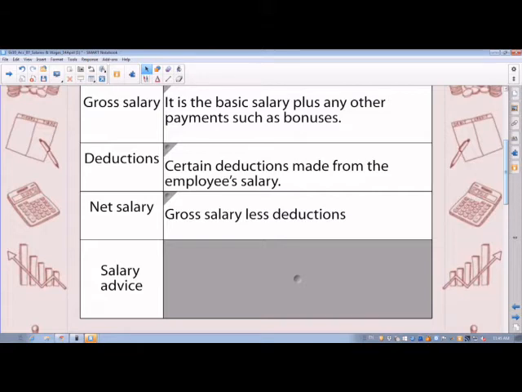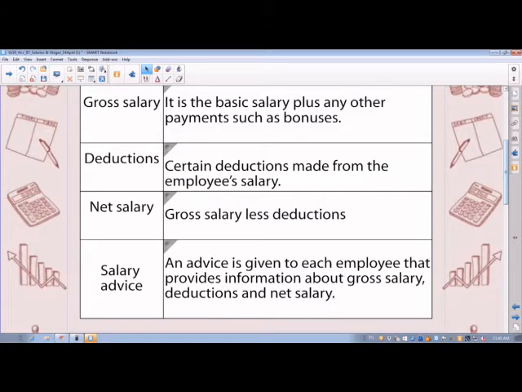And then lastly, a salary advice will be an advice that is given to each employee that provides information about their gross salary, all their deductions and contributions, etc. And then you'll see the net pay, and that net salary will be the amount that will be paid into the account of the employee.